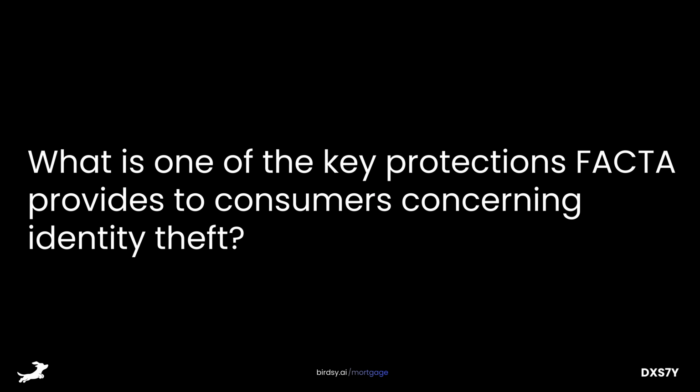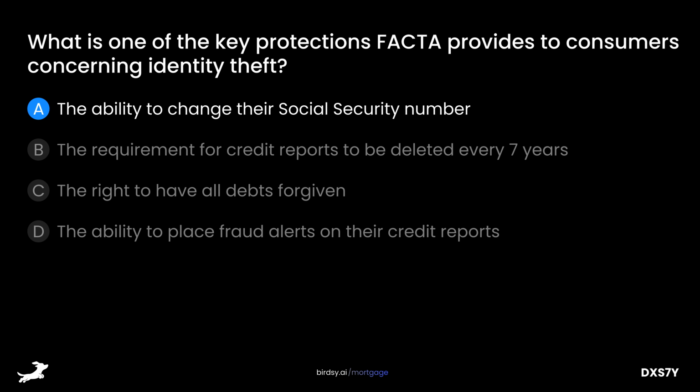What is one of the key protections FACTA provides to consumers concerning identity theft? Is it A, the ability to change their Social Security number, B, the requirement for credit reports to be deleted every 7 years, C, the right to have all debts forgiven, or D, the ability to place fraud alerts on their credit reports? The answer is D, the ability to place fraud alerts on their credit reports.